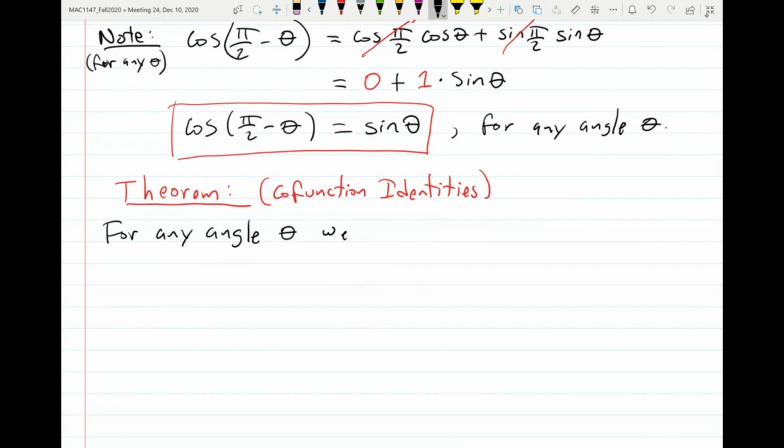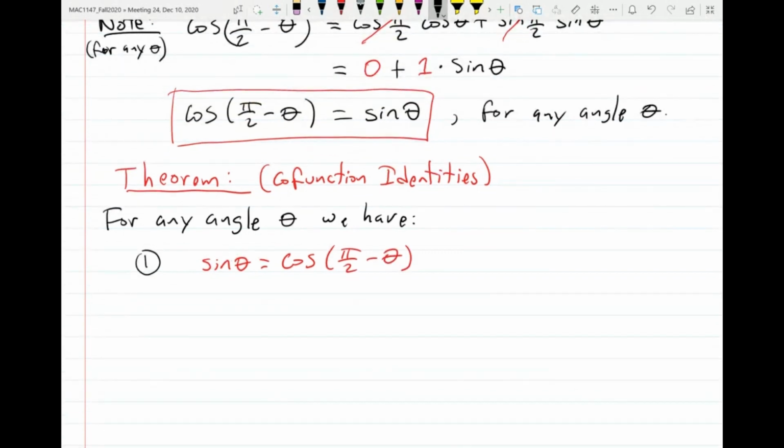Okay? So for any angle theta, we have, so number one, I like to write it the other way. So if you look at sine of theta, that's the same thing as cosine of pi over 2 minus theta. And then also, let's say you don't like to have cosine. If you have cosine of theta, you can rewrite it as sine of pi over 2 minus theta. Okay, these are the co-function identities.